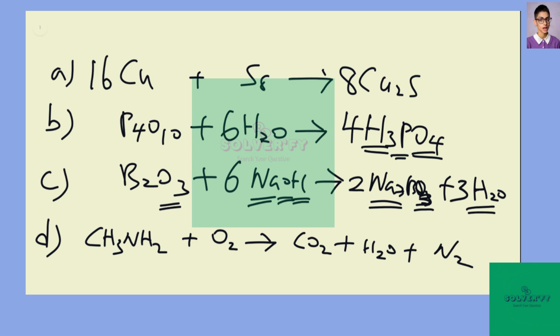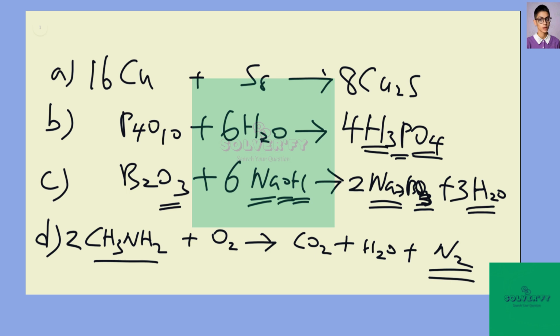Okay, for the last one, we have CH3NH2 with oxygen, producing CO2, H2O, and also N2. We're going to balance first the element that we can only find in one of the reactants and also in one of the products. Right here, we are looking at nitrogen. From the product side, we have 2 nitrogen, so we have to put 2 in front of CH3NH2 to balance the nitrogen.